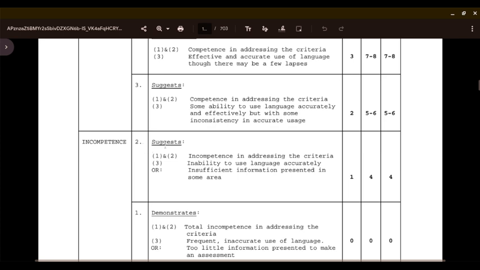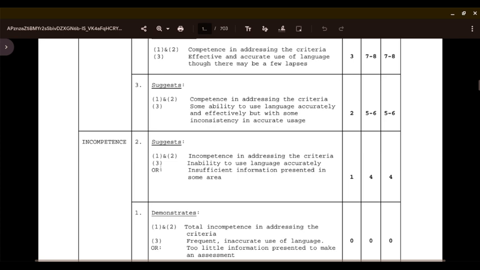Level two suggests you're incompetent and that you suck, right? How dare they? For content and organization of content, there is incompetence in addressing the criteria. So before was total incompetence, right? So one is you're definitely not good at it. Here it seems that you're not good at it. So that means it's still pretty bad, right?